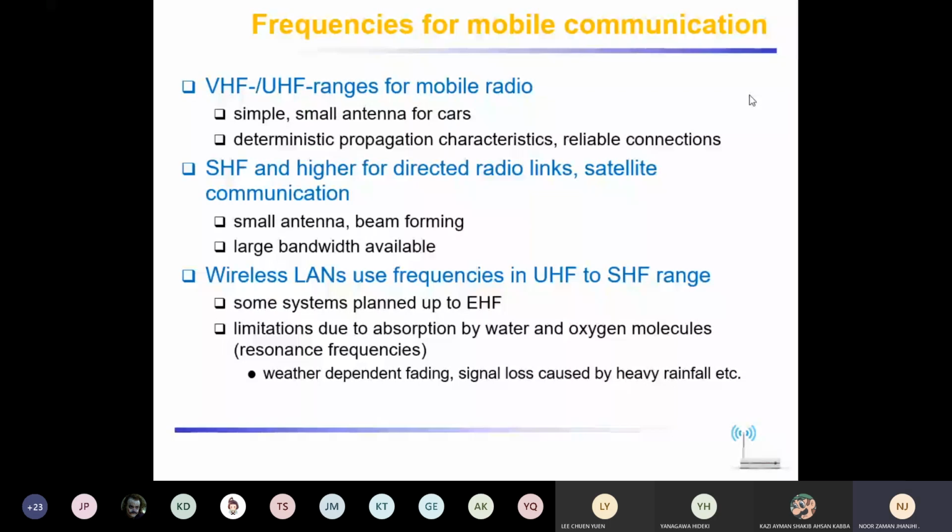So now there are different propagation characteristics for a reliable connection. What are the propagations of the signal? Propagation means how signals can travel, in what form. We will discuss it in a couple of minutes, not to be worried.